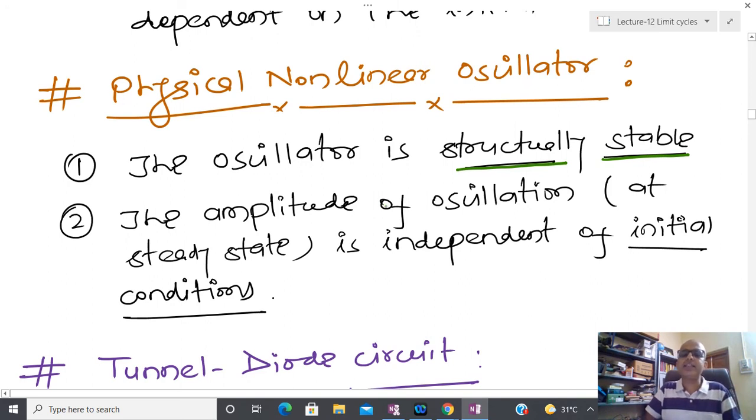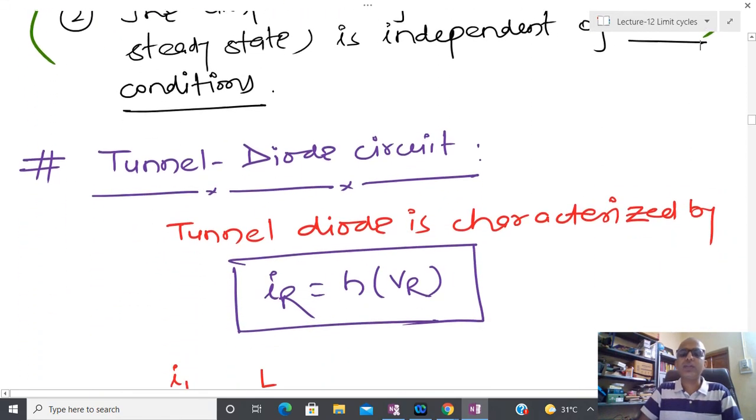Finally, in a steady state, they will start creating some kind of required oscillation with some specific amplitude. These kinds of things we are going to look through in this particular lecture, and it is possible to show, using the theory of nonlinear control systems, that I can construct that kind of oscillator. But for that we have to see this kind of circuit, that is called the tunnel diode circuit.